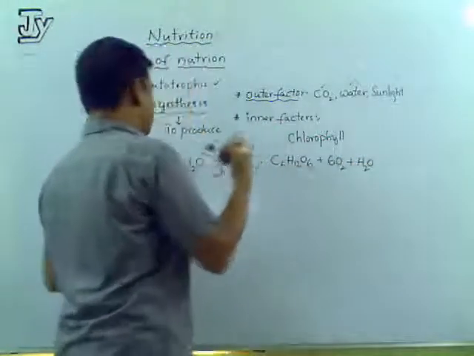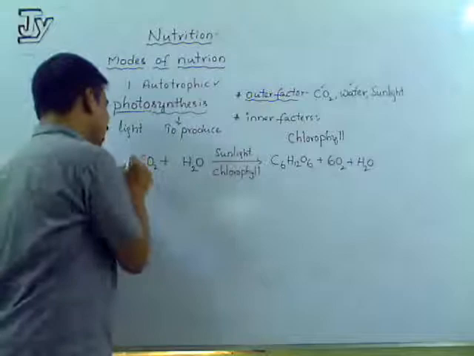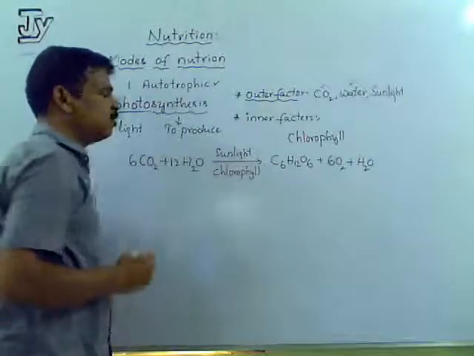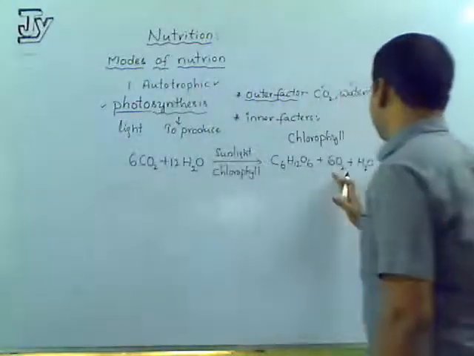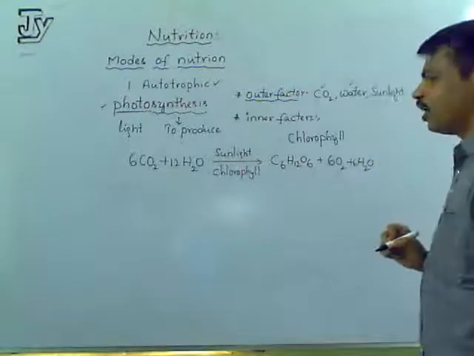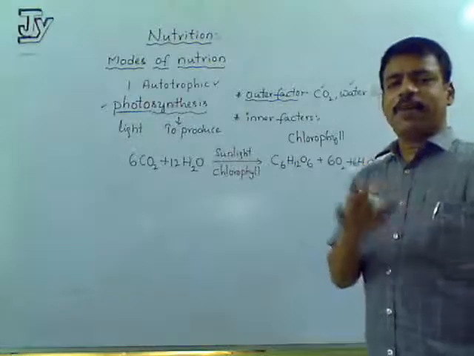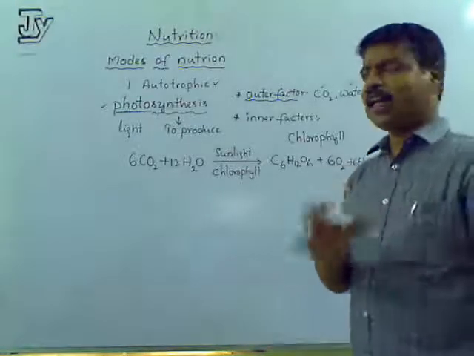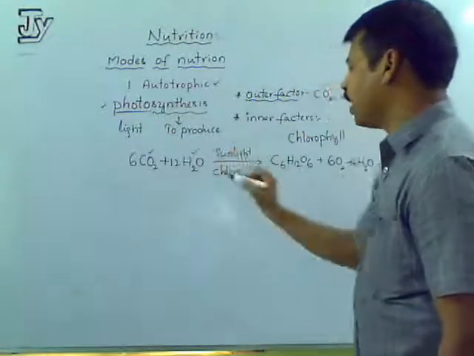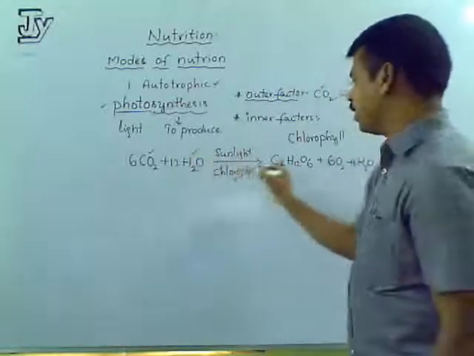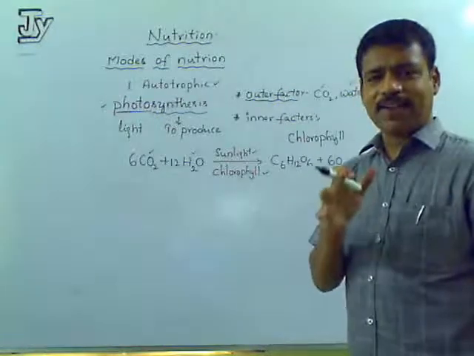Now let us balance the equation. Here 6 carbon dioxide molecules and 12 water molecules produce C6H12O6, 6 oxygen molecules and 6 water molecules. So in photosynthesis a plant necessarily needs carbon dioxide from the environment and water from the soil. They are both synthesized in chlorophyll in the presence of sunlight.